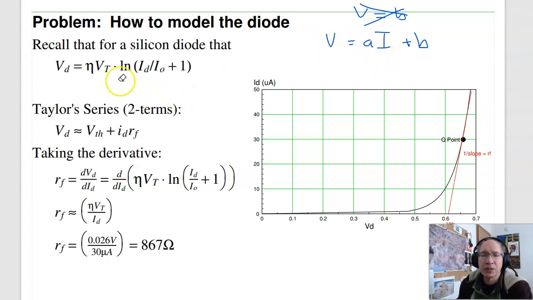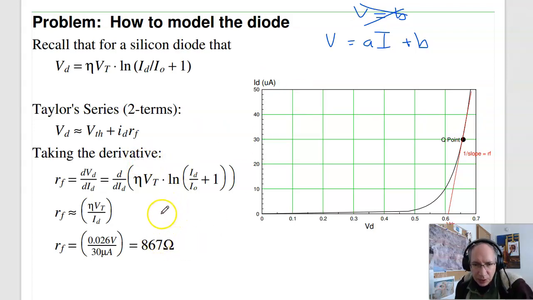Well, I know from diodes the voltage is nVT times log of ID over I naught or IDSS plus 1. Take the derivative. The resistance is change in voltage with respect to current. That's the full derivative with respect to current of this guy. The derivative is roughly, since this is going to be much, much bigger than 1, ignore the 1. The derivative of log x is 1 over x.